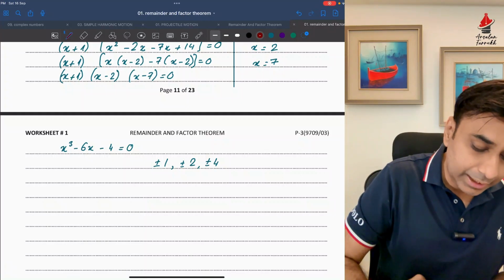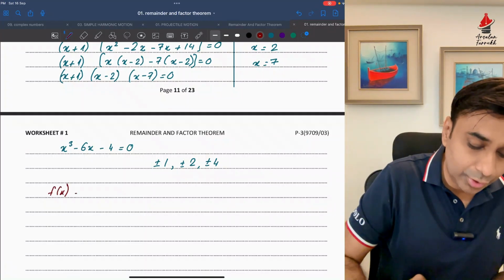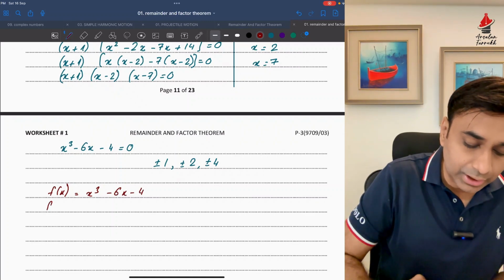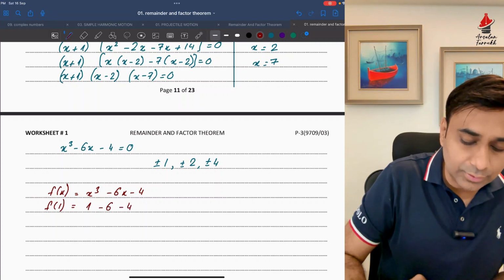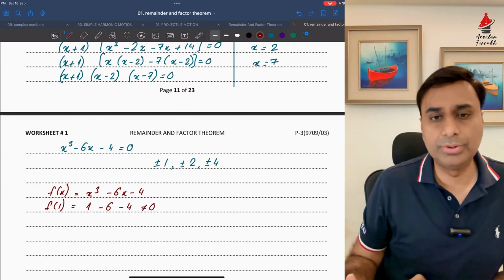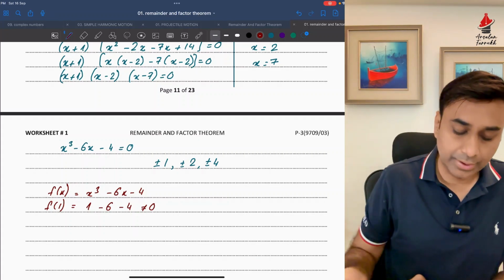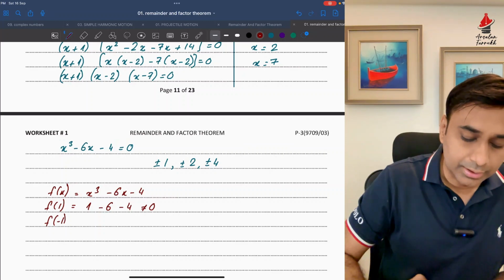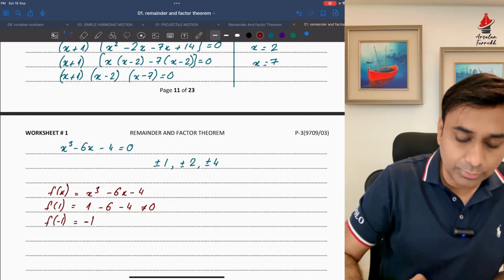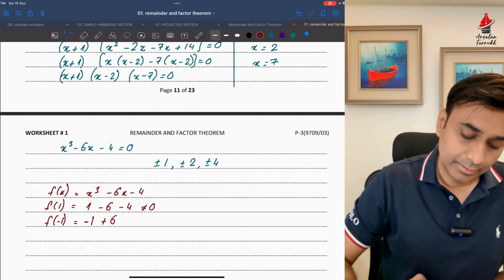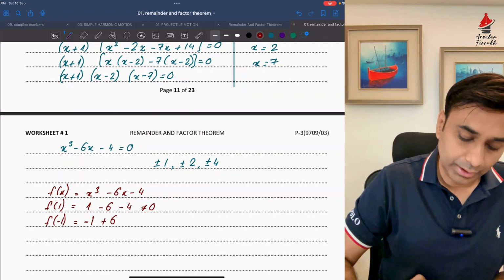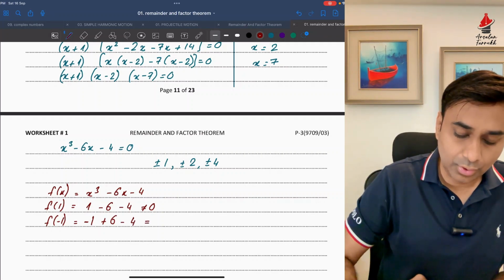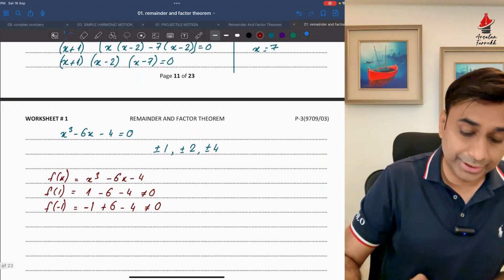I suppose f(x), the original polynomial, as x cubed minus 6x minus 4. First of all, I put 1. I'm going to get 1 minus 6 minus 4. This is not coming out to be 0. It really doesn't matter what value it's coming out to be. I just have to check whether it's coming out to be 0 or not. Then I put minus 1. This will become minus 1 plus 6 minus 4. And this is also not coming out to be 0. So I'm not going to go for this as well.